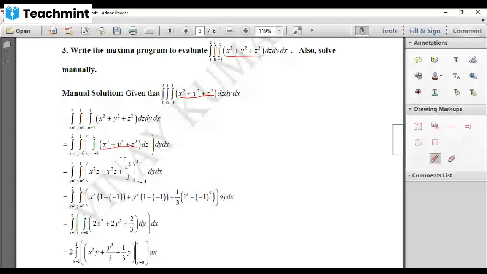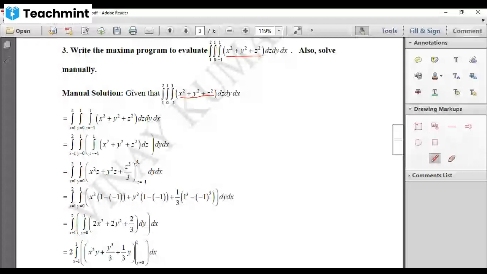When you are integrating with respect to z, remember your other variables are constants. So x square is constant, so only 1 is remaining. What is the integral of 1? z. So x square into z. y square is constant, so 1 is remaining here. Integral of 1 is z, so y square z. What is the integral of z square? z cube by 3, and the limit is from minus 1 to plus 1.